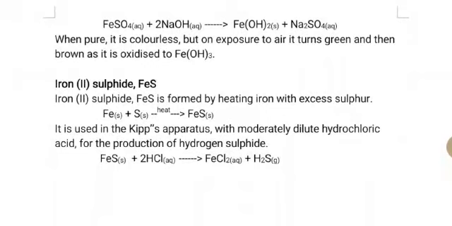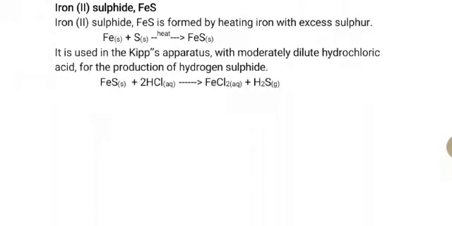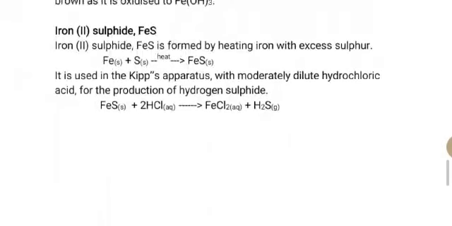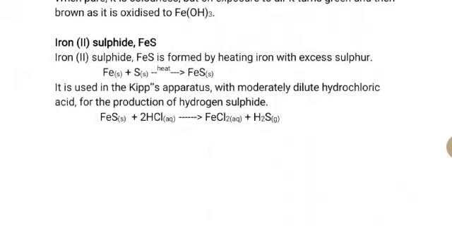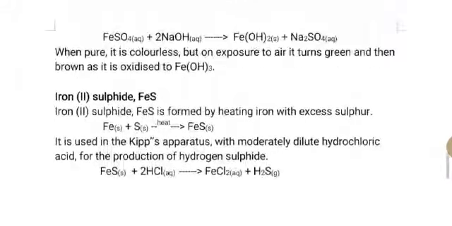The next compound is iron 2 sulfide, FeS. Iron 2 sulfide, FeS, is formed by heating iron with excess sulfur. Equation, iron plus sulfur, when heated, gives iron 2 sulfide. It is used in the Kipp's apparatus with moderately dilute hydrochloric acid for the production of hydrogen sulfide. Iron 2 sulfide plus 2HCl gives iron 2 chloride plus hydrogen sulfide. That is, iron 2 sulfide reacts with hydrochloric acid to give iron 2 chloride plus hydrogen sulfide gas inside the Kipp's apparatus for production of hydrogen sulfide gas.